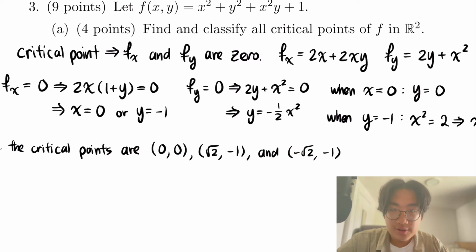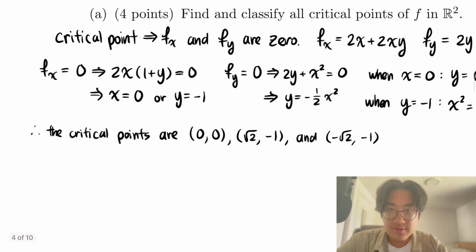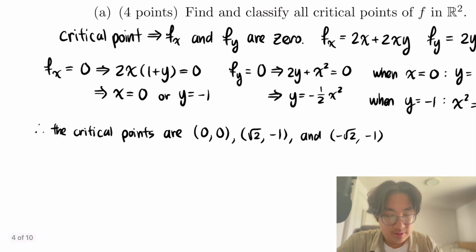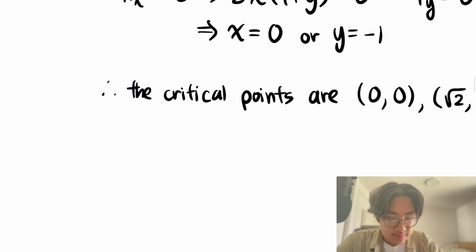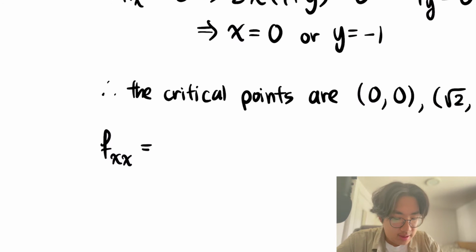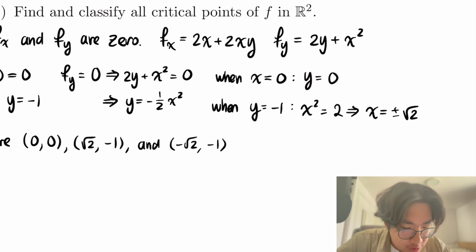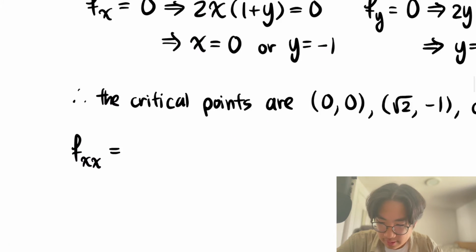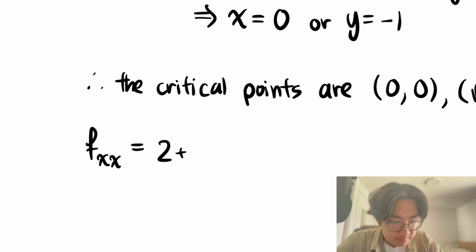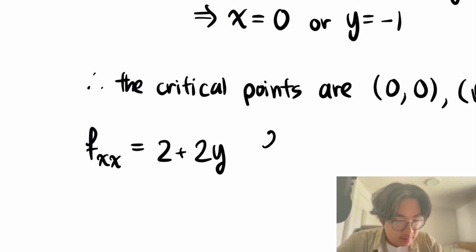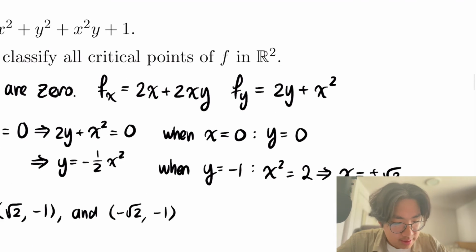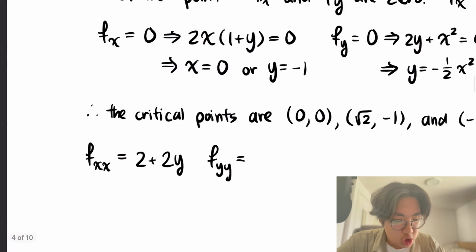But we're not quite done yet. We also do need to classify them. And in order to classify them, we need the second order derivative, or the second derivative test. So for that, we need to compute the second order derivatives. So f sub xx. Again, we can take a look over here, take the derivative of that with respect to x. It gives you 2 plus 2y, I believe. Yes, 2 plus 2y. F sub yy. We can look over here. Taking this with respect to y, it just gives us 2.